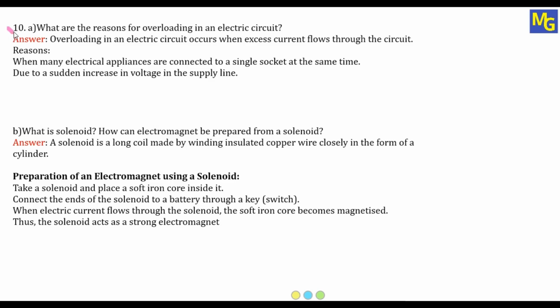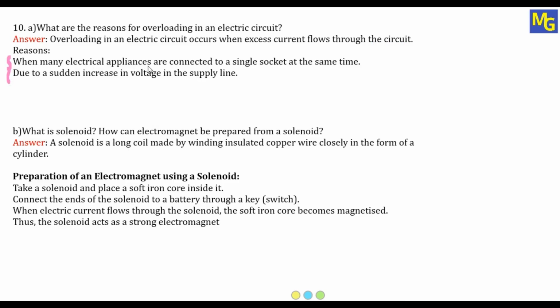Now we will start with question number 10, where we have options A and B. What are the reasons for overloading in an electric circuit? It is a question from the electricity chapter, so we have to explain the reasons. You have to write the reasons for overloading. The answer is: overloading in an electric circuit occurs when excess current flows through the circuit. So why does overloading occur? Due to the excess flow of current through the electric circuit. The reasons you can write like this in two points.